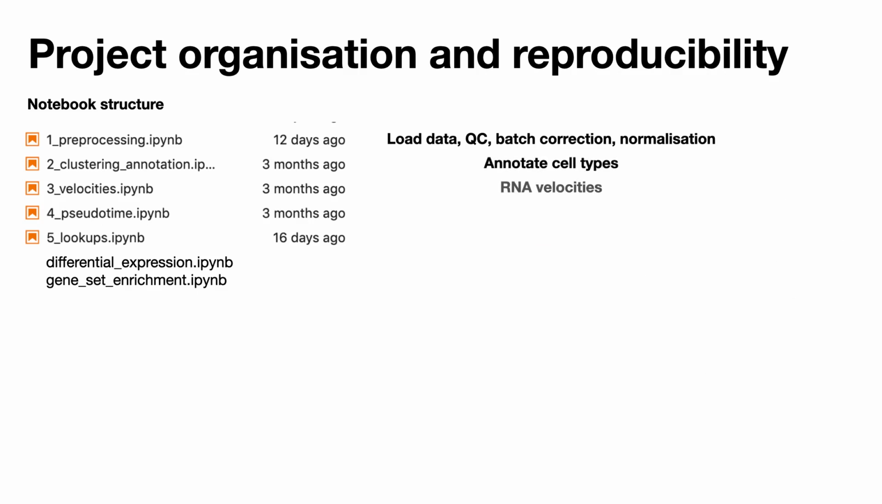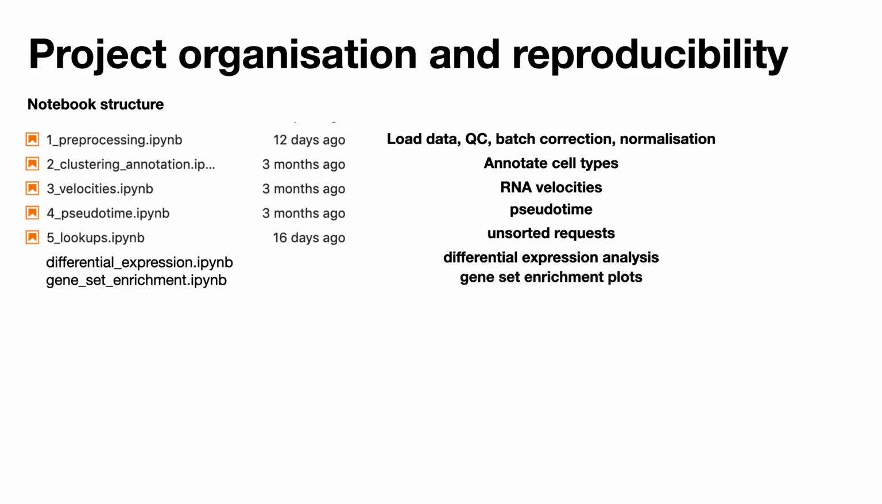So, to have it more as an overview, pre-processing is everything that comes from loading data, merging data, quality control, normalization, batch effect correction. Cluster annotation is annotating cell types, then we have RNA velocities, we have pseudotime, we have unsorted requests, etc., etc.